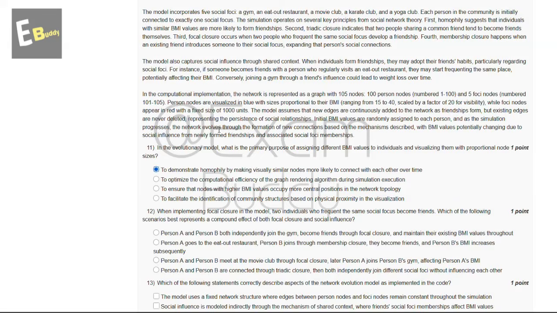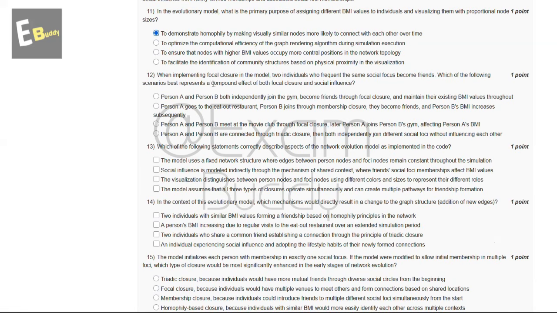And now let's go to our question number 12. When implementing focal closure in the model, two individuals who frequent the same social focus become friends. Which of the following scenarios best represents a compound effect of both focal closure and social influence? So these are the options, and the answer of our 12th question is C. Person A and person B meet at the movie club through focal closure. Later, person A joins person B's gym, affecting person A's BMI.